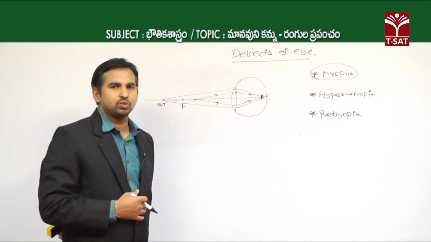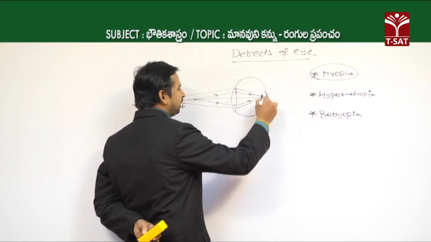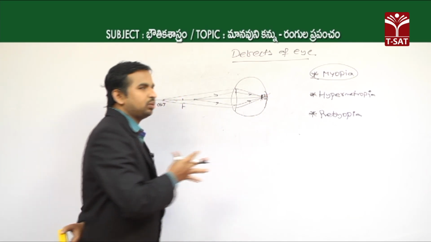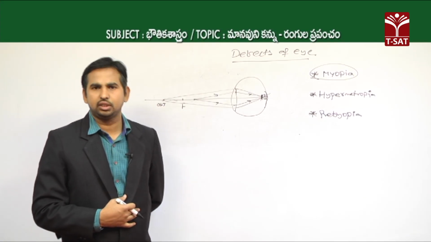So, that is why the image is formed before the retina only. That is why, when the light rays are passing over this retina here, a diverging beam of light rays is coming. So, that is why here we cannot see the object very clearly.